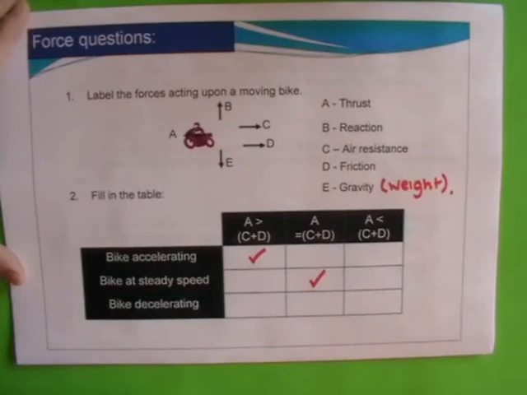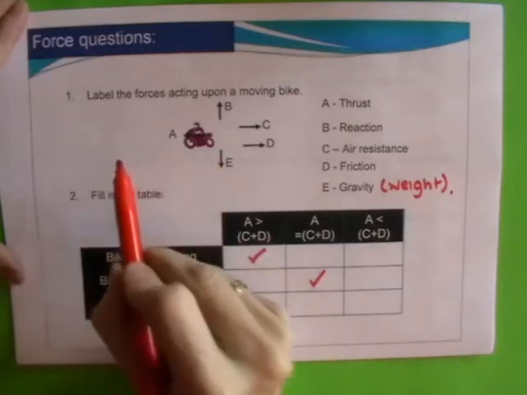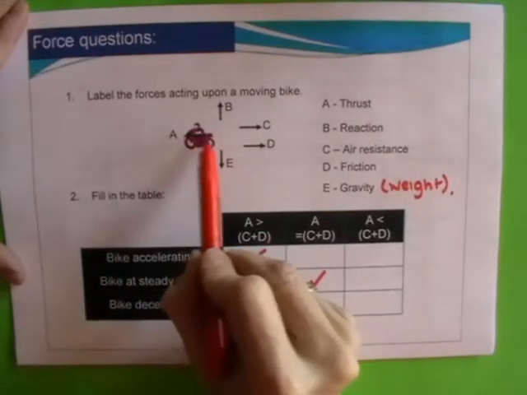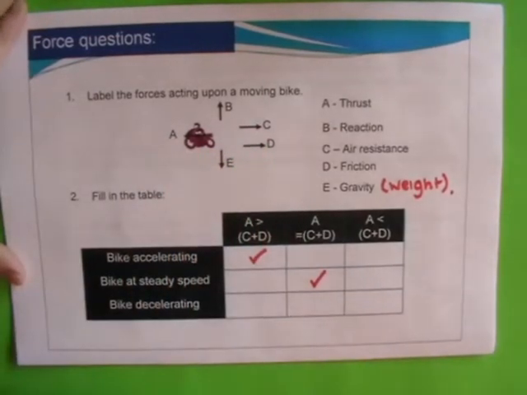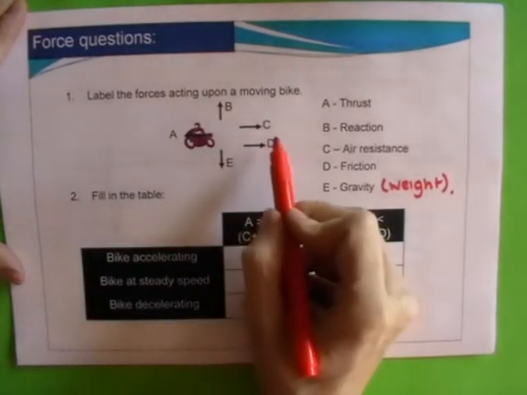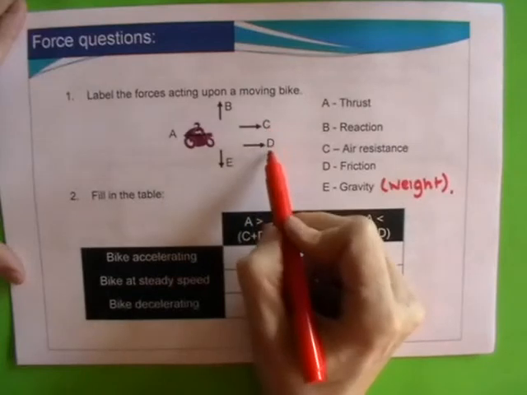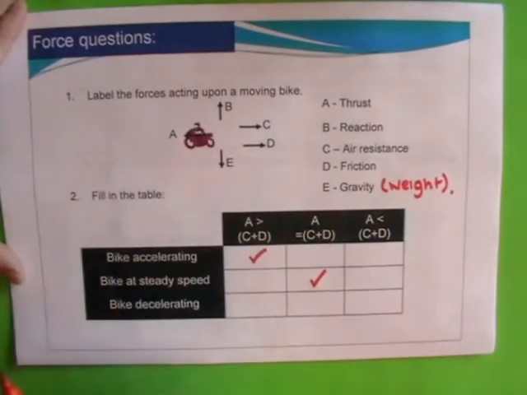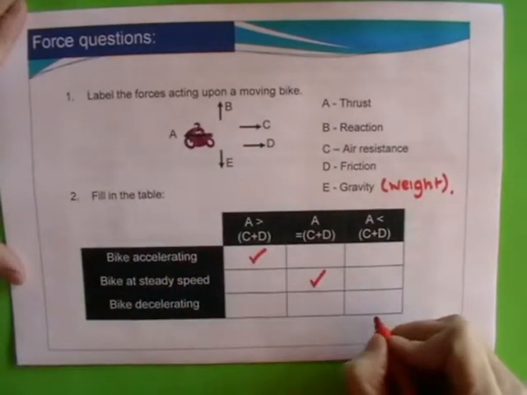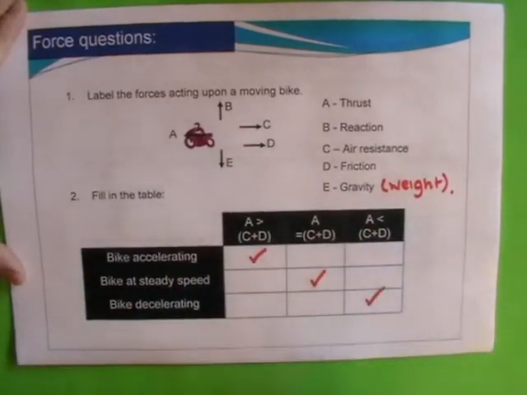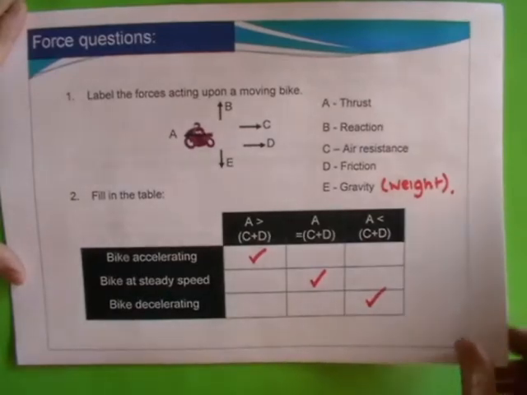Now, the bike could still be moving forward but slowing down. And in that case, it's already moving forward. The force A must be smaller than forces C and D. So if the rider has put on his brakes, then that increases the backward forces significantly. And in that case, C plus D must be greater than A. Even though it's still moving forward, C and D are actually slowing it down. So A is less than C and D is the answer to that question.